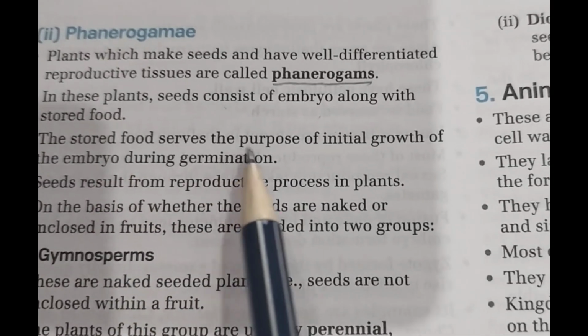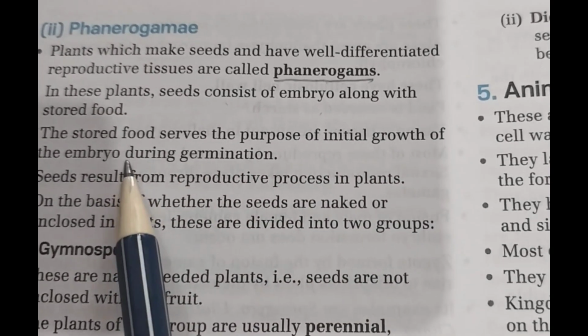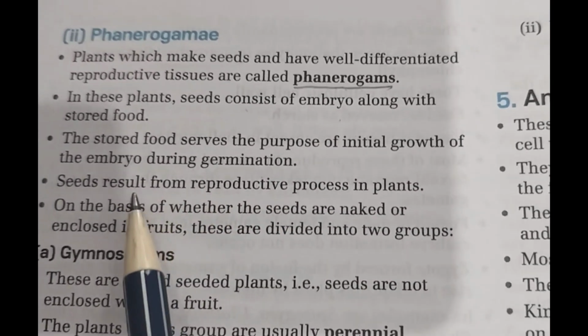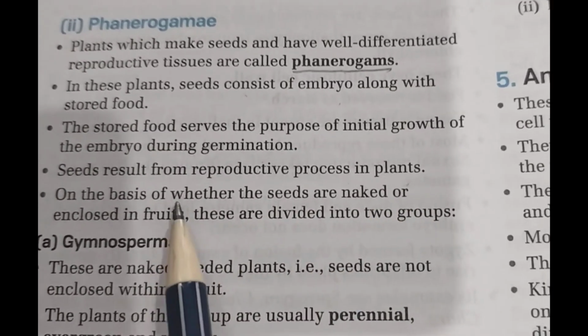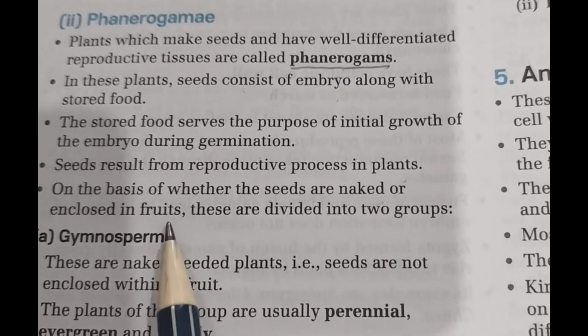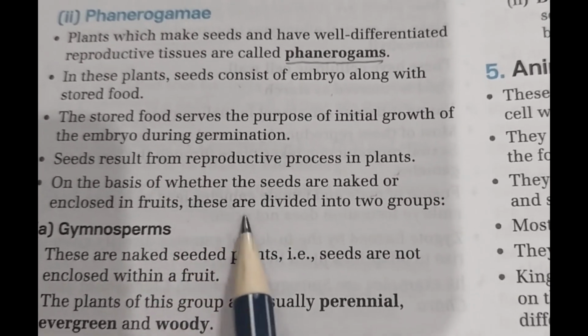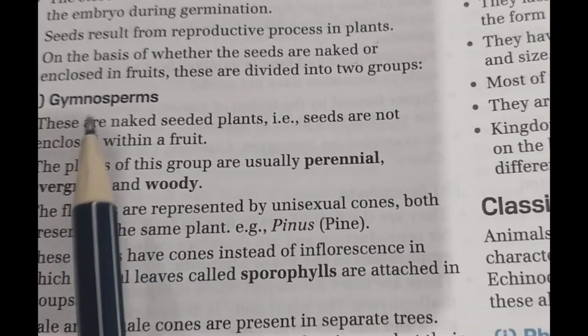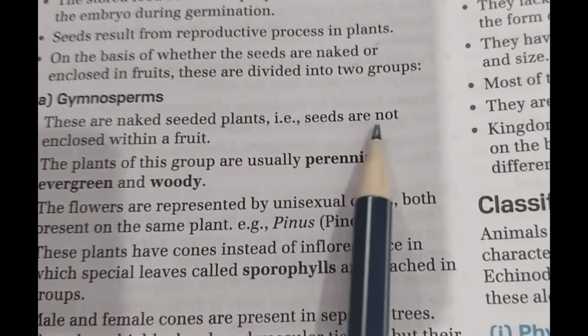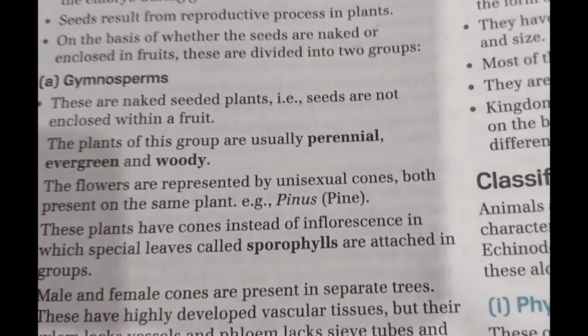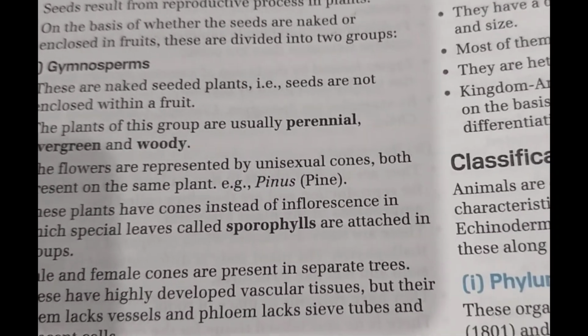The stored food serves the purpose of initial growth of the embryo during germination. Seeds result from the reproductive process in plants. On the basis of whether the seeds are naked or enclosed in fruits, these are divided into two groups. The first is the gymnosperms. They are naked seed plants, that is, seeds are not enclosed within the fruit. इसमें जो seeds हैं वो fruit के अंदर नहीं हैं.